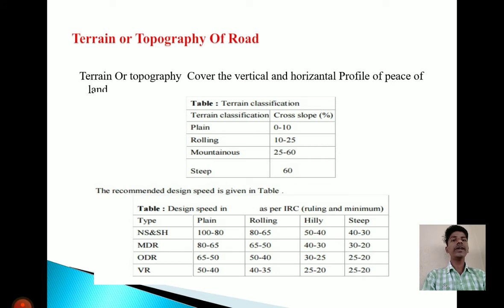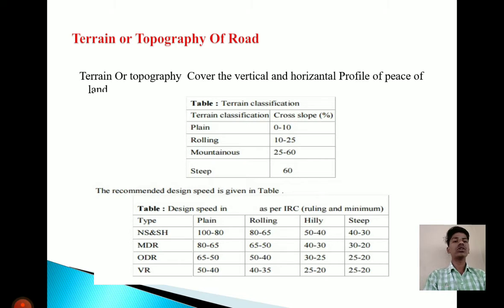The second dependency of the design speed is the terrain or topography of the road. The terrain covers the vertical and horizontal profile of a piece of land. That means the ups and downs of vertical curves of the land.